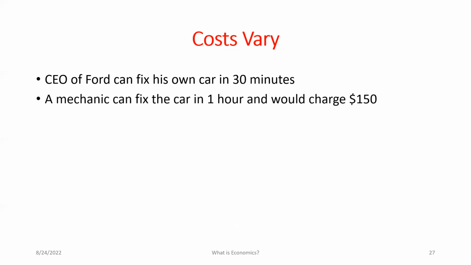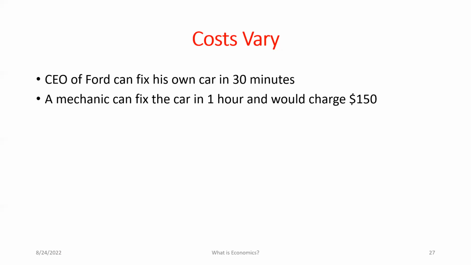So we've got two individuals here. We've got the CEO of Ford and a mechanic that works around wherever the Ford plant is. Maybe the CEO of Ford grew up and had a dad who taught him how to work on cars. He's very good at it, and if something's wrong with his car, he'd fix it in 30 minutes. But the mechanic, a pretty good mechanic but not as expert as the CEO, can only fix it in an hour, and they charge $150.